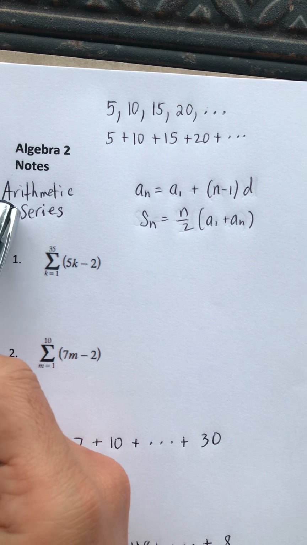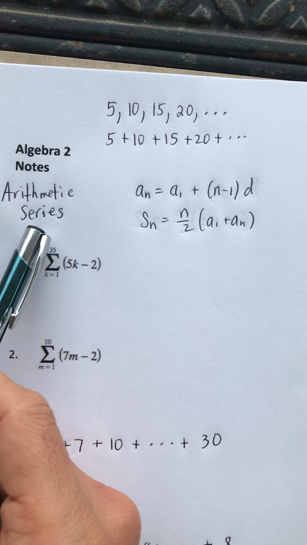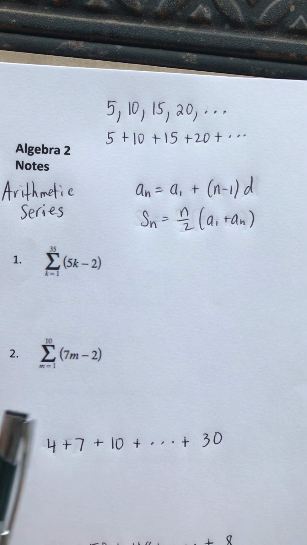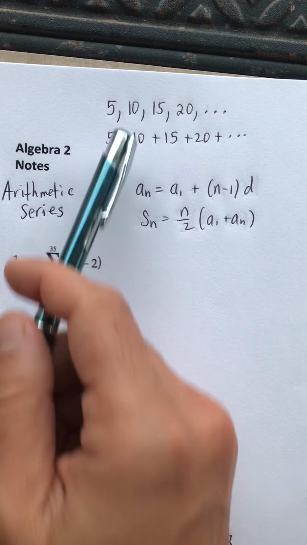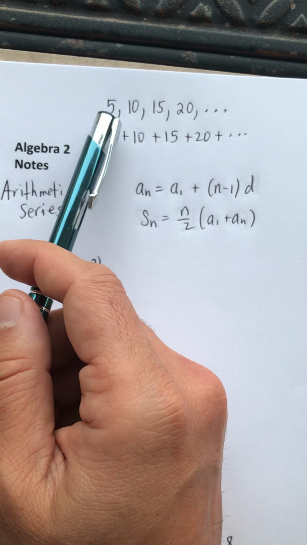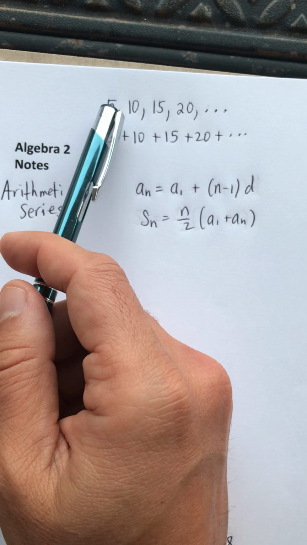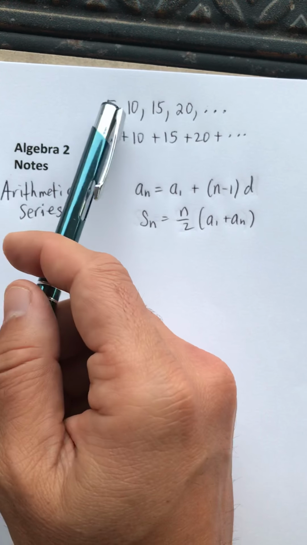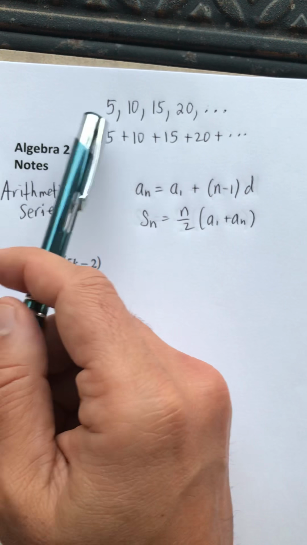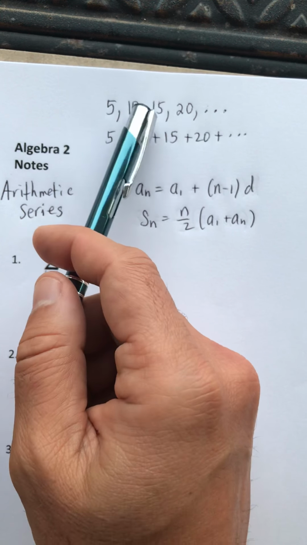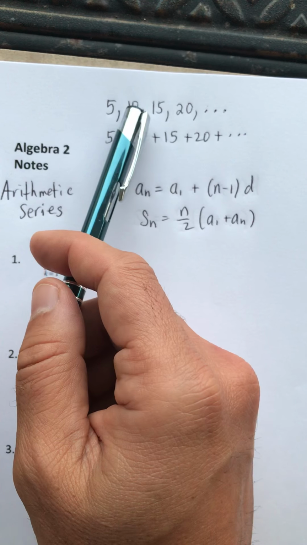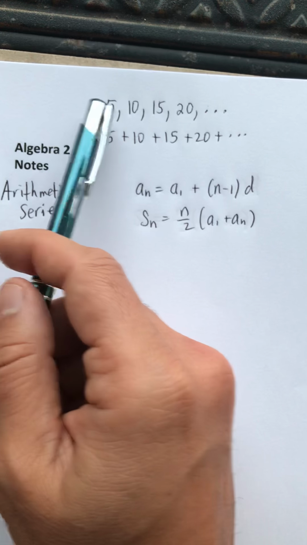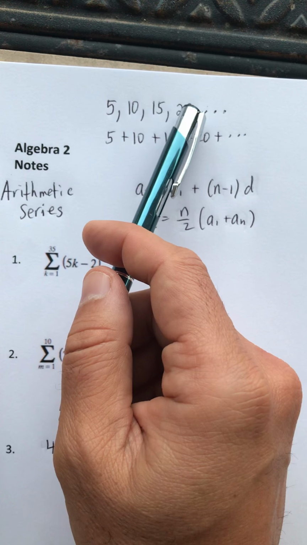Today's lesson is on arithmetic series. So we've been doing arithmetic sequences. We all know what a sequence is, right? An arithmetic sequence is a sequence of numbers where the consecutive terms have a common difference. So 10 minus 5 is 5, 15 minus 10 is 5, 20 minus 15 is 5. So this up here is an arithmetic sequence.